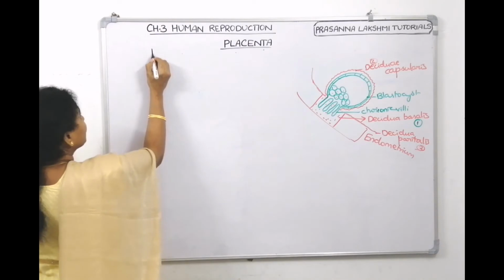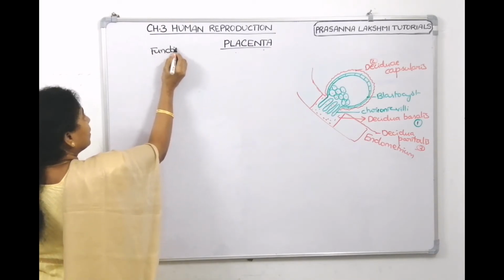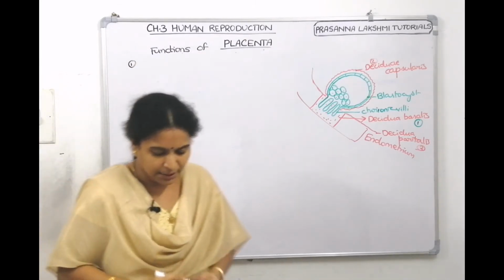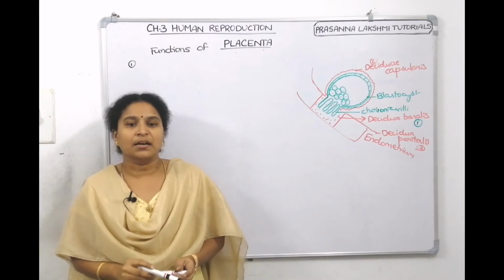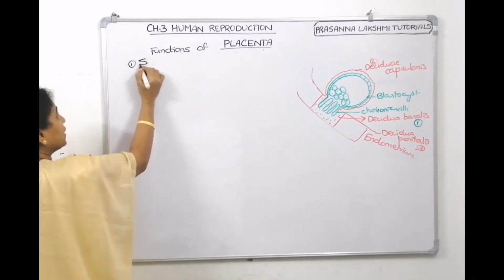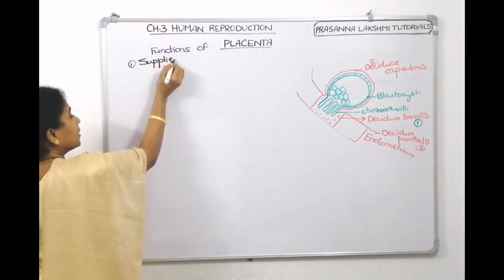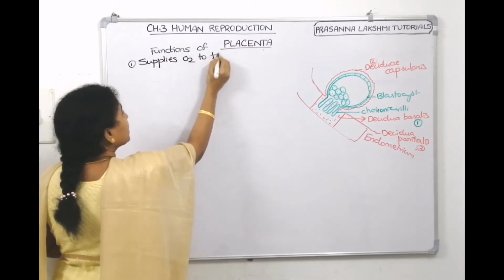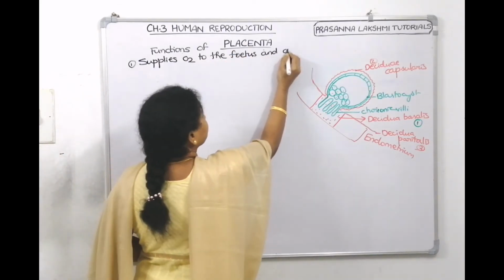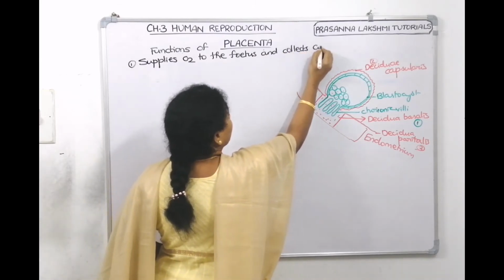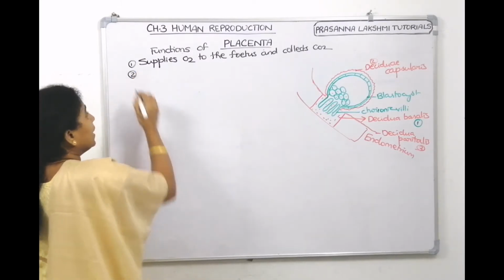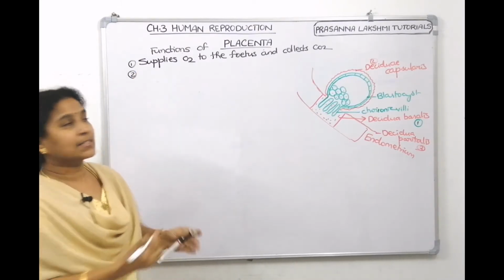Now let us see the functions of the placenta. The first function of the placenta is that it supplies oxygen to the fetus and collects carbon dioxide. It gives oxygen, takes the carbon dioxide. Second function: it supplies nutrients to the fetus and collects the excretory materials.